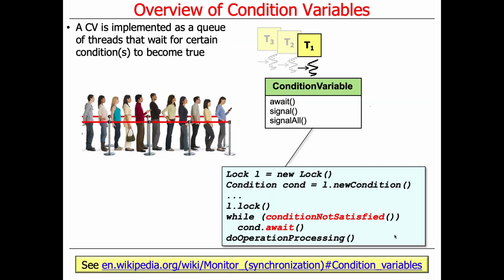So let's give a little bit more explanation of this. A condition variable is implemented under the hood as a queue of threads that are waiting for certain conditions to become true. And I should probably say become satisfied rather than true, because that's a little confusing. As you can see here, you're basically going to keep doing something while some condition is not satisfied. So you'll have a bunch of threads that are going to be able to wait on the condition variable until the condition that they're waiting on is satisfied. So let's replace true with satisfied. It's a better term.